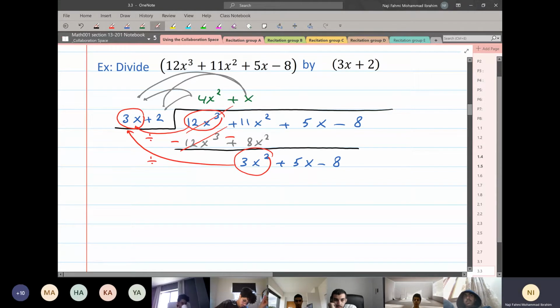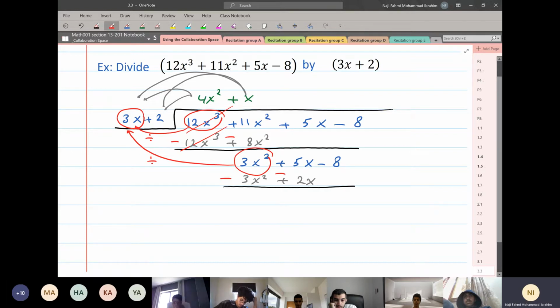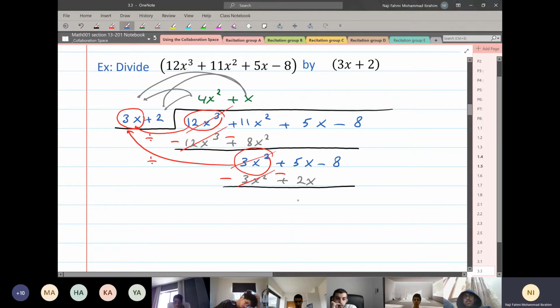x times 3x is 3x squared, and x times 2 is 2x. Now we need to subtract. Again, it means change the signs. 3x squared and 3x squared cancel. 5x minus 2x is 3x, minus 8. Now, what's the degree of this last step? The degree is 1. And what's the degree of the divisor? 1. So should I stop? No, the answer is no.